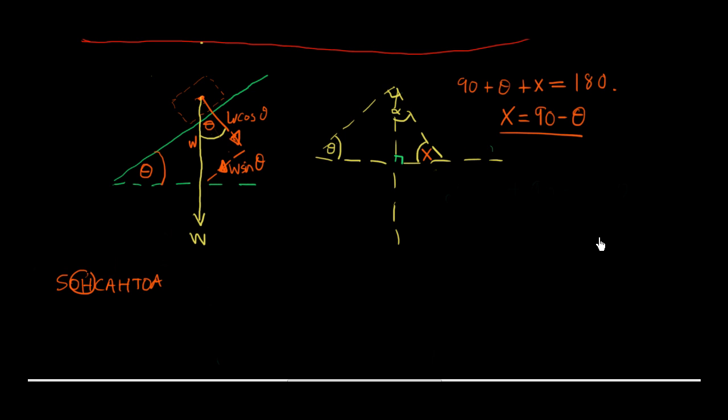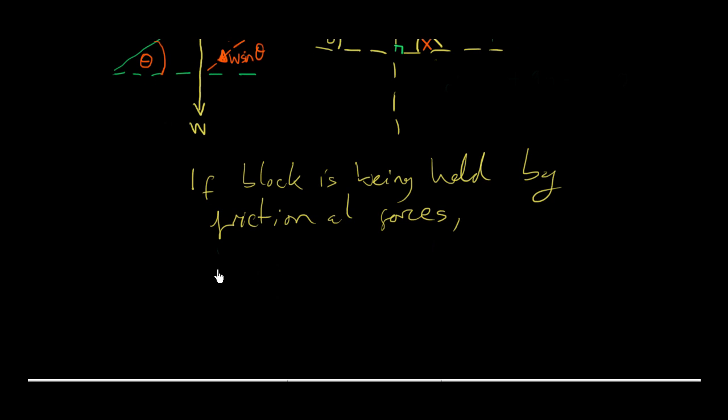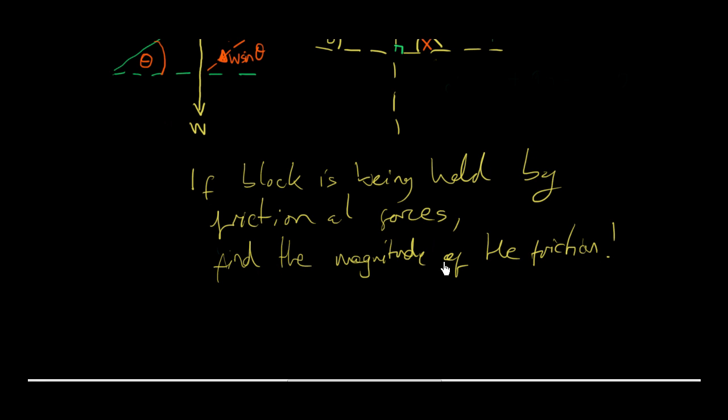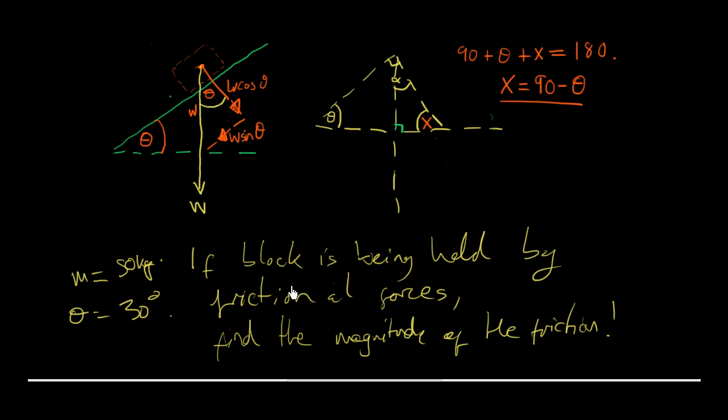Well, another type of situation we could get is where they tell us that the block is not moving. Imagine that they tell us the block is not moving, being held by frictional forces. In other words, the slope is not smooth, and they could tell us, find the magnitude of the friction. Imagine that they told us that m is 50 kilos and theta is equal to 30 degrees. I use 30 because that makes things easier when we calculate. And so, find the friction.